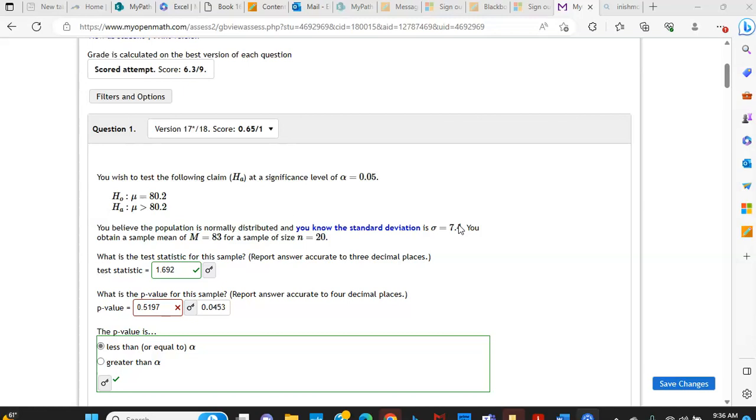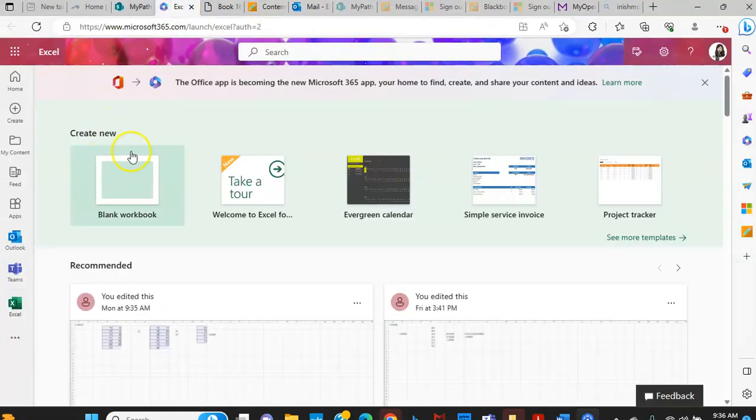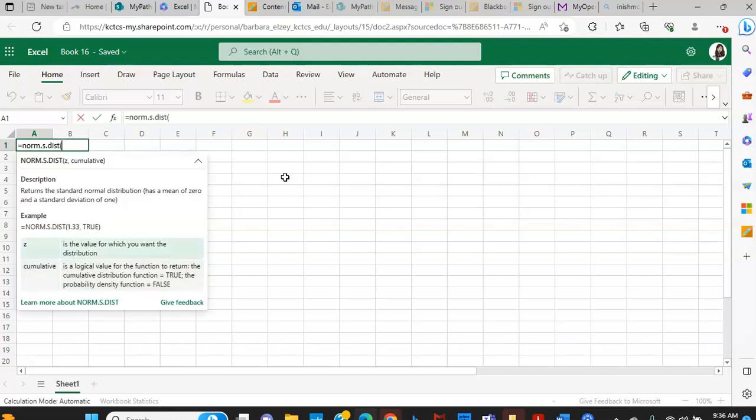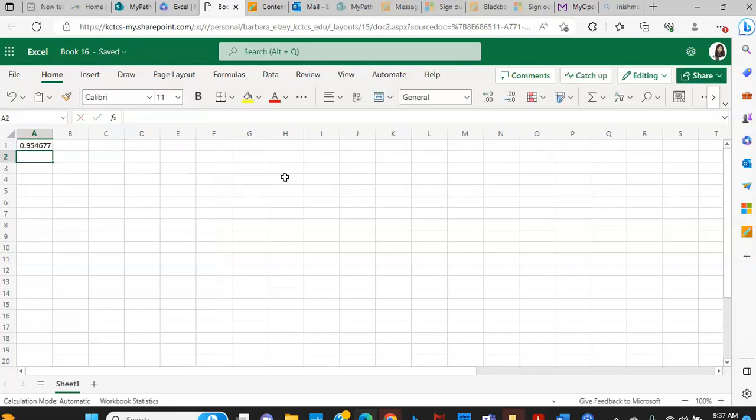So remember, if you are told that the population is normally distributed and you know what the population standard deviation is, not S, but sigma, then you can go to the standard normal distribution. So we're going to do that here. We're going to put 1.692 into the standard normal distribution. Equal norm.s.dist 1.692 and true. And I get that.